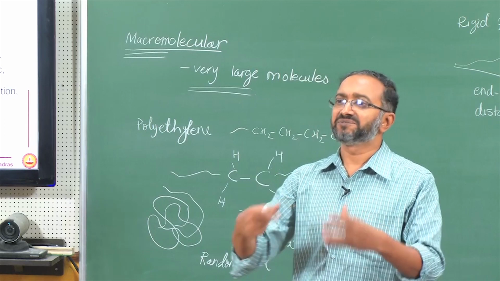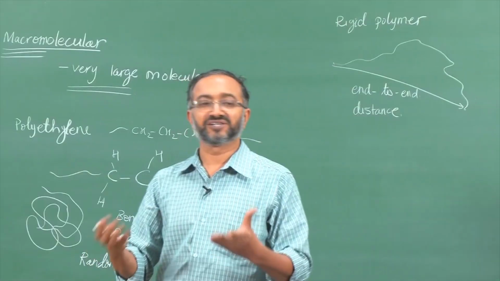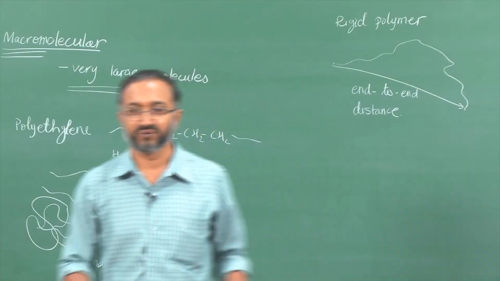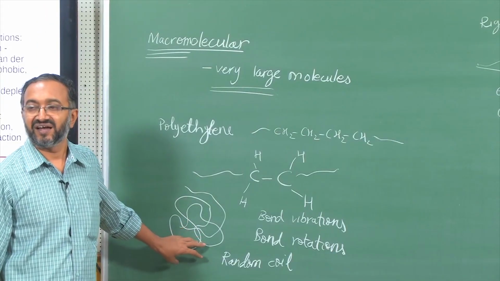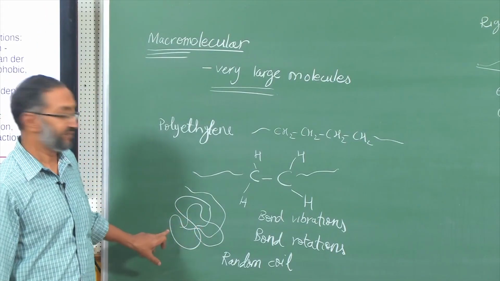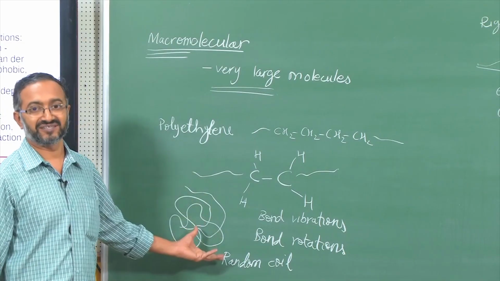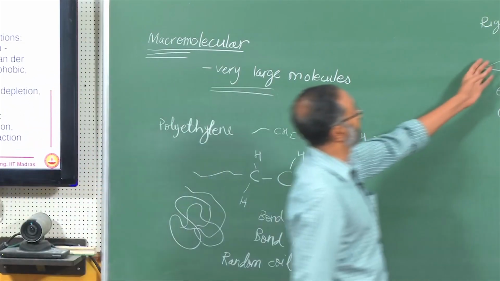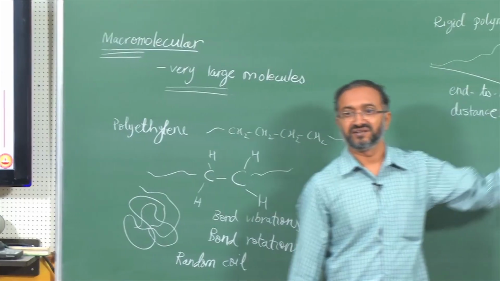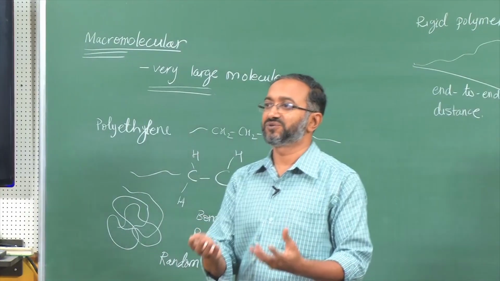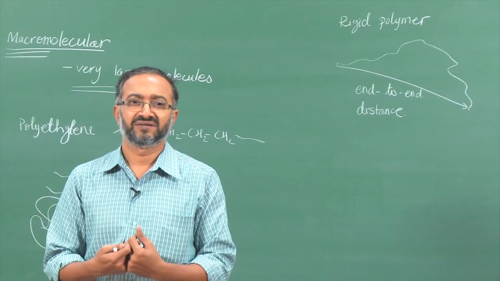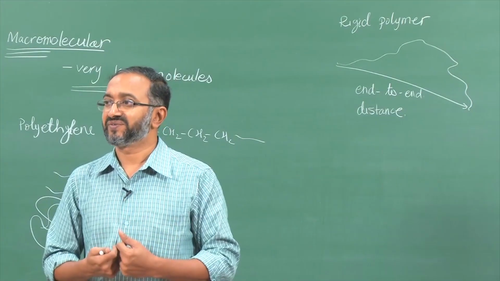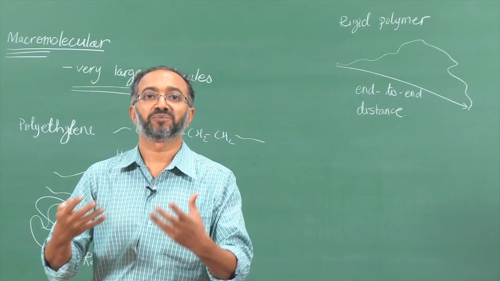And why is this important? For example, let us say I am making a solution of these kind of macromolecules. In one case I have a solution of these and I take the same molecular weight, which means the contour length is the same, but the polymer is now rigid. If I make a solution of these two, what would be the difference? Why would we expect that this flexibility might play an important role?